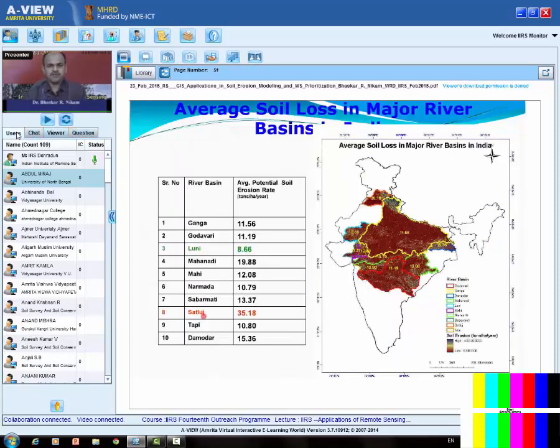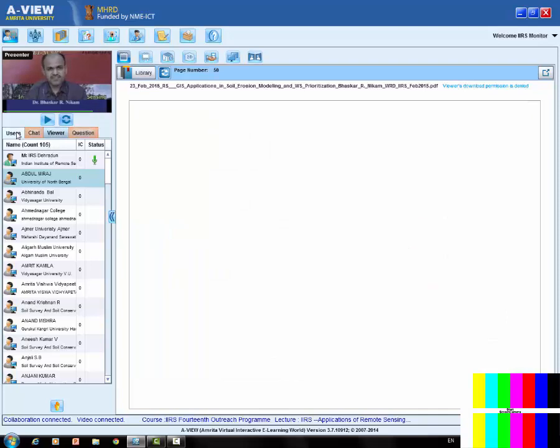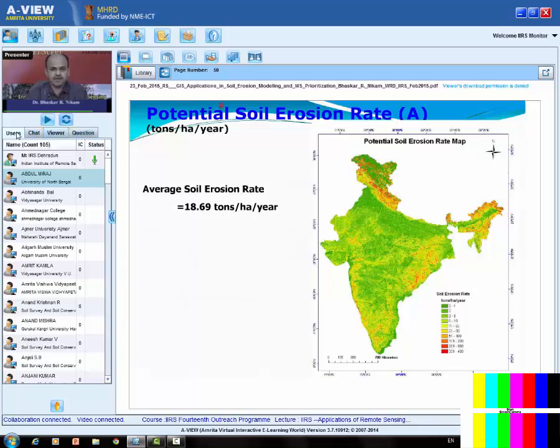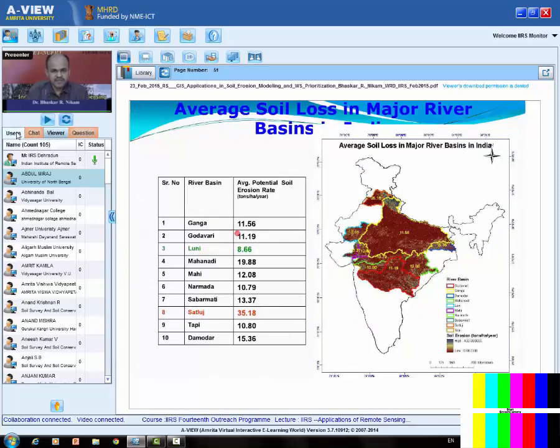Now it is very difficult to actually calibrate or check these results against any observed data. So instead of seeing this data for the entire country, we will try to see what the basin-wise scenario is. So all the major basins in central and northern India, we have extracted from this soil loss, and the average soil erosion rate of each basin is tabulated here, where you can see the Luni basin.